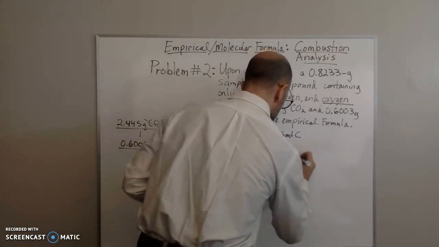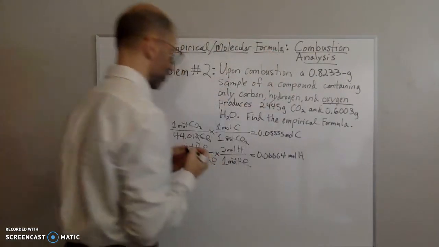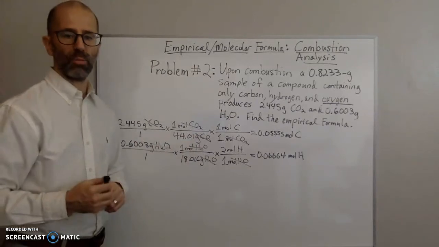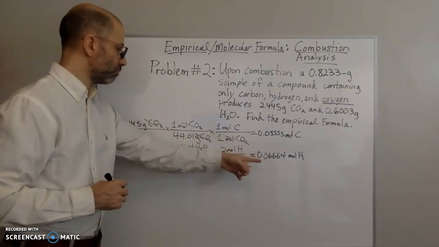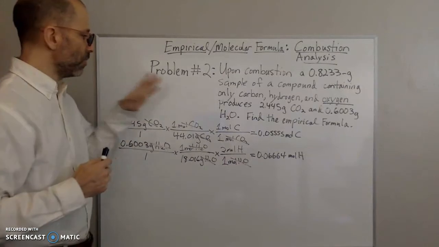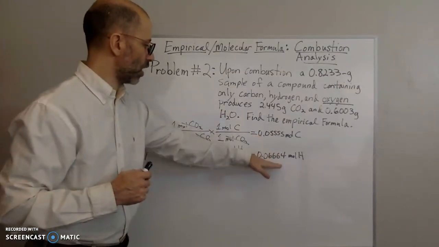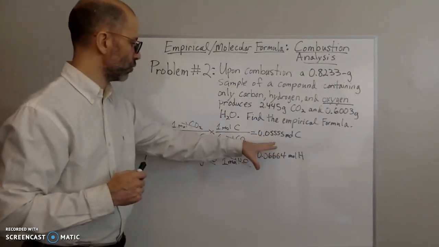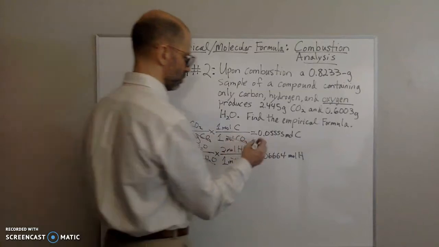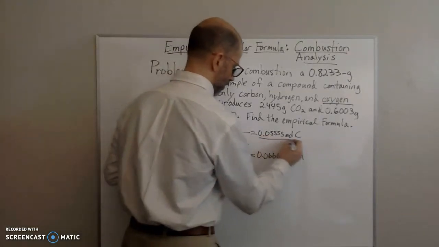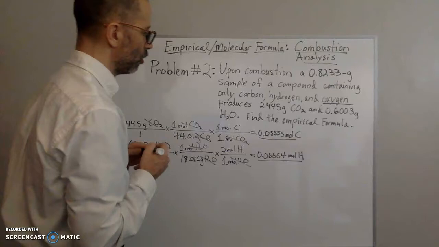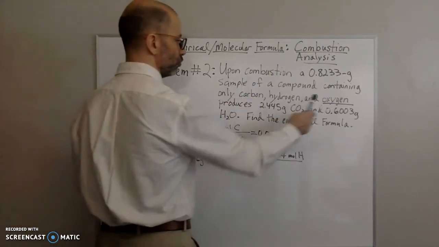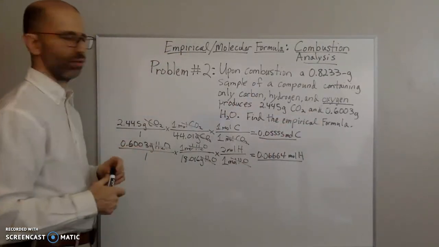0.6664 moles of hydrogen. Okay, so now we have the moles of carbon and the moles of hydrogen. This is going to be part of our pseudo formula, so we want to remember those. We can underline them to remind ourselves, because we're going to use them later. Now the last thing we need is moles of oxygen, and then we can do our pseudo formula.